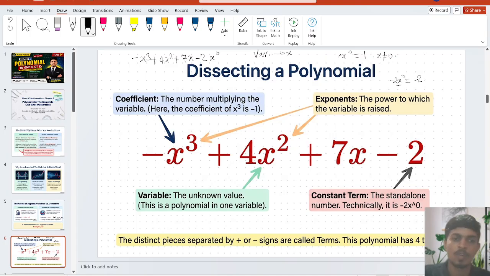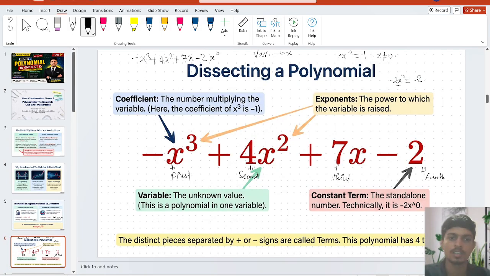We already told you about the unknown value, the variable. This is a polynomial in one variable. Okay, the distinct pieces separated by plus or minus signs are called terms. Here you see the first term, the second term, the third term, and the fourth term.